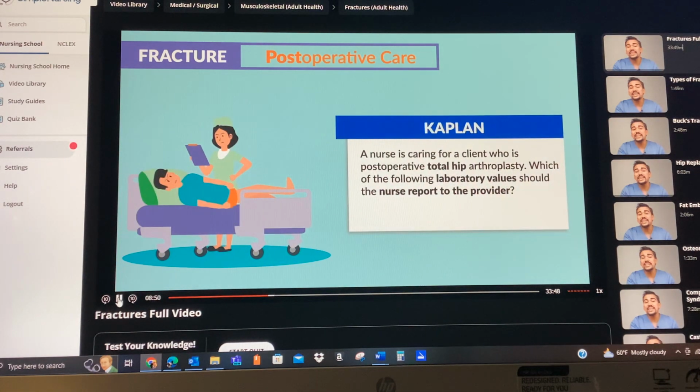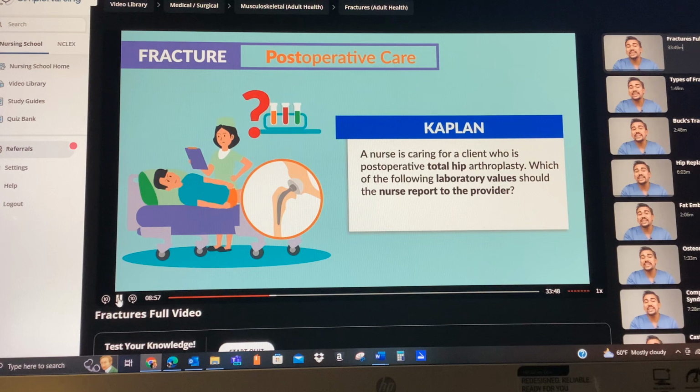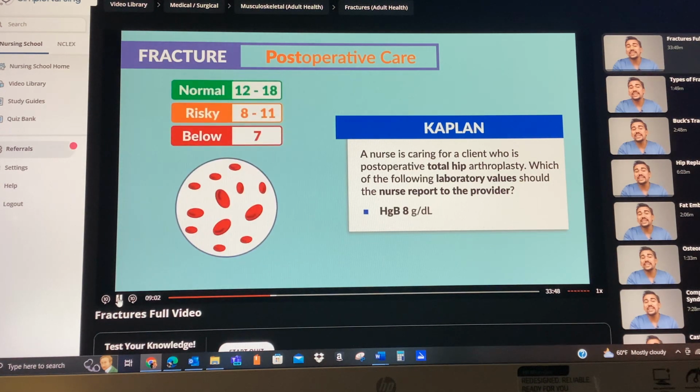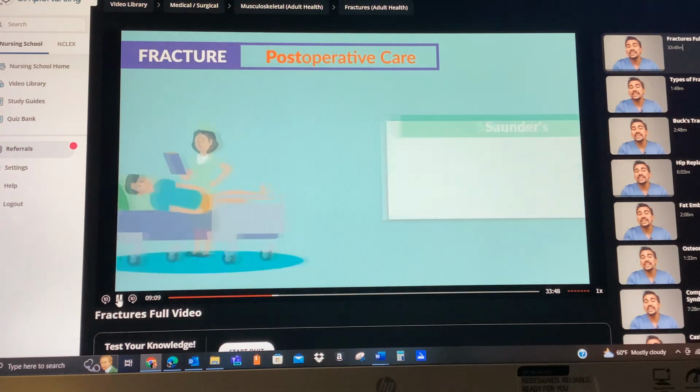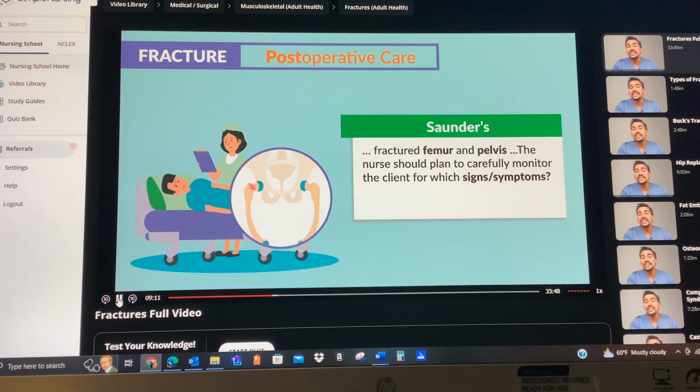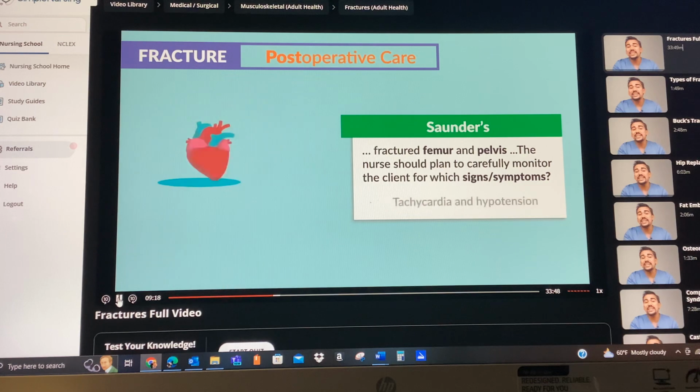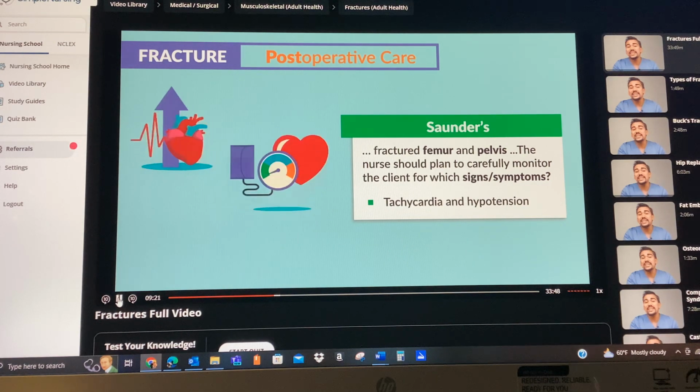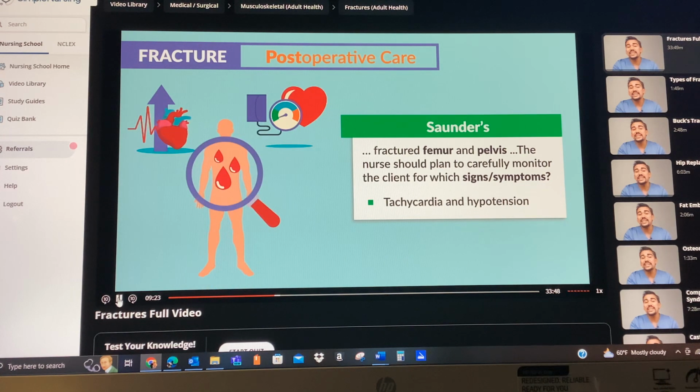So Kaplan mentions, a nurse is caring for a client who is post-operative total hip arthroplasty. Which of the following laboratory values should the nurse report to the provider? A hemoglobin of 8. So remember, anything that is close to 7 sends your patient to heaven. And Saunders mentions a fractured femur and pelvis. The nurse should plan to carefully monitor the client for which signs and symptoms? Tachycardia and hypotension. Yes, this could indicate internal bleeding.